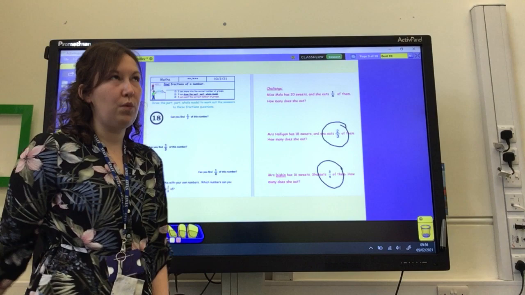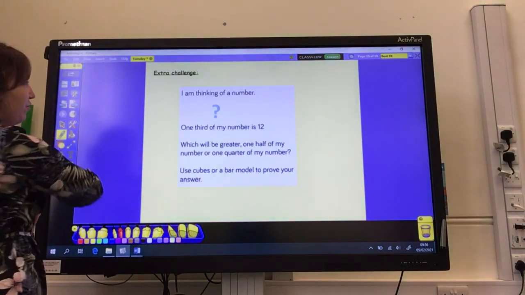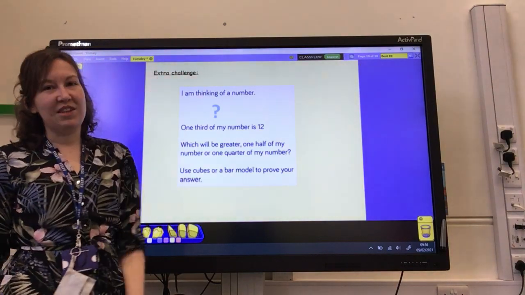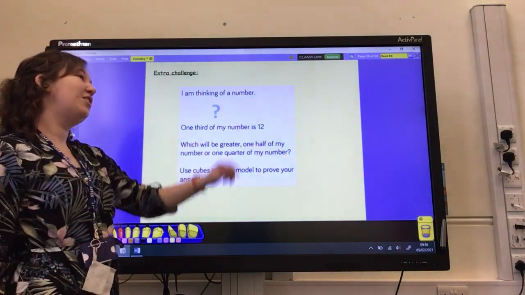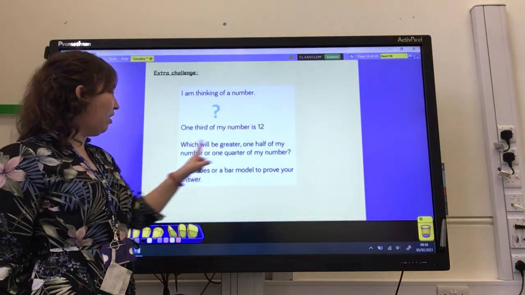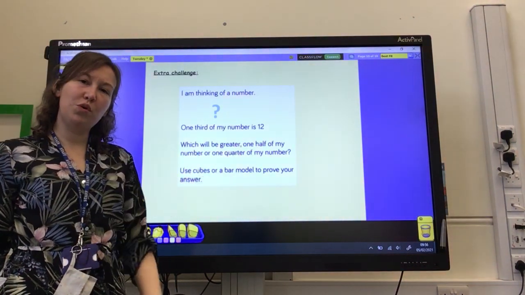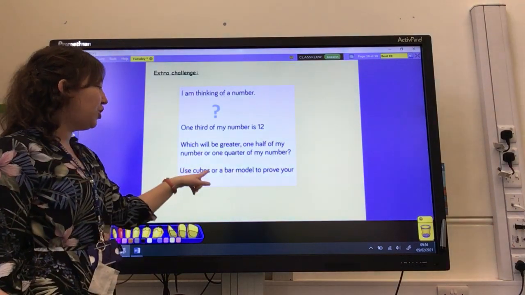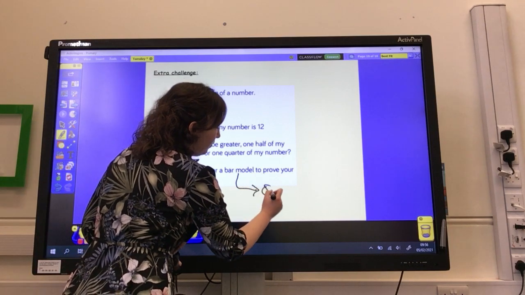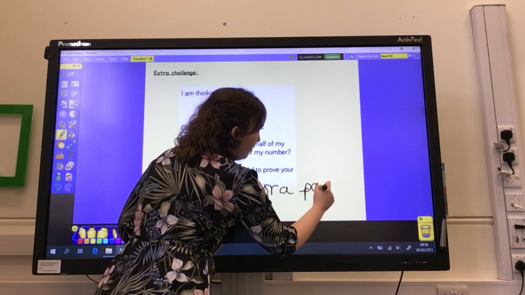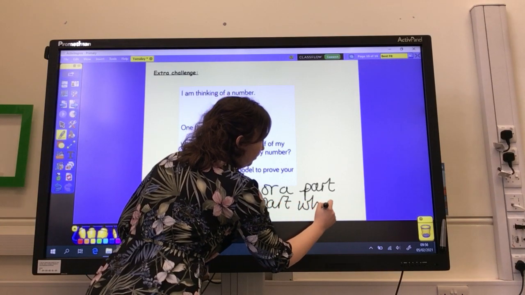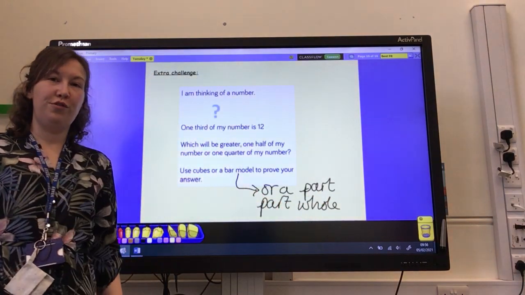Now, if you find all of that way too easy today, then I have got one final extra challenge for you to do on our video. And it says, I'm thinking of a number. One third of my number is 12. Which will be greater, one half of my number or one quarter of my number? Use cubes or a bar model or a part whole to prove your answer.